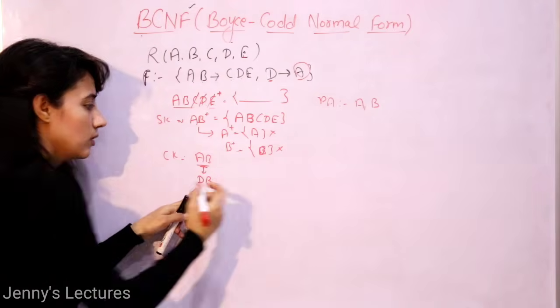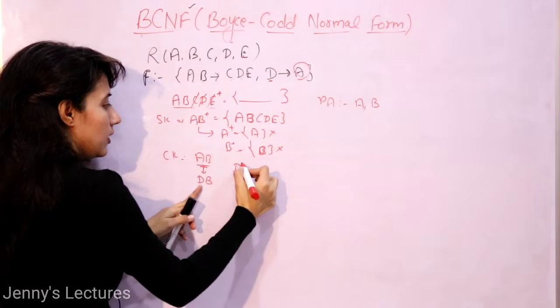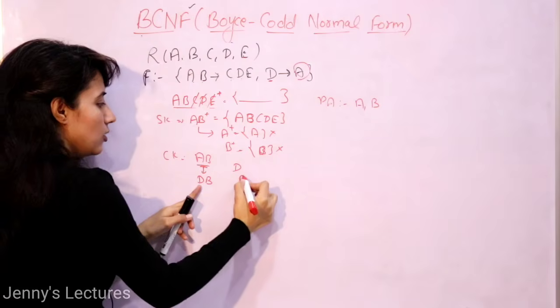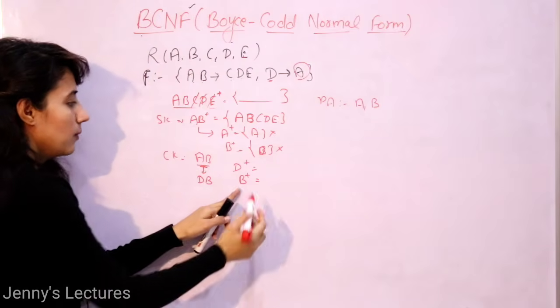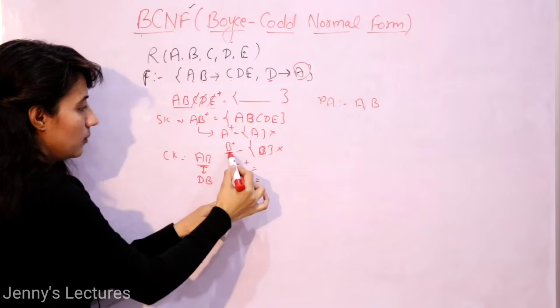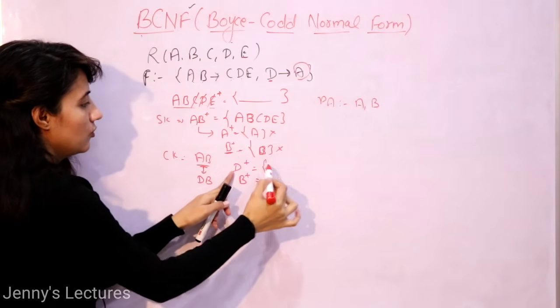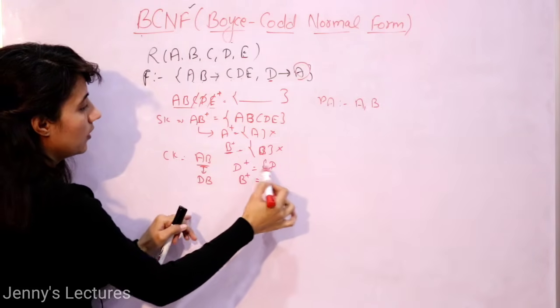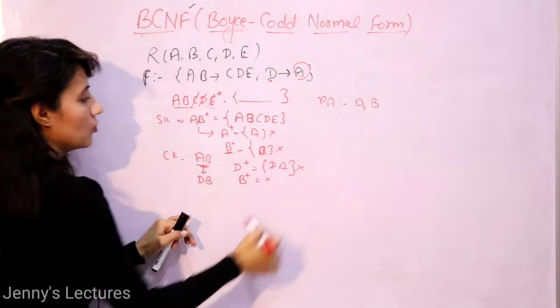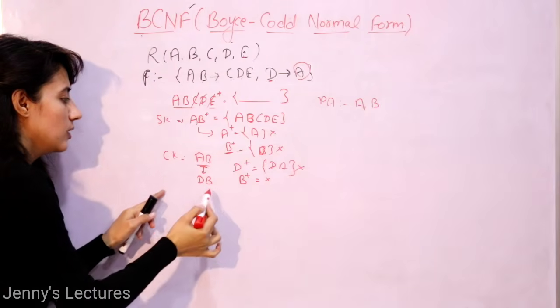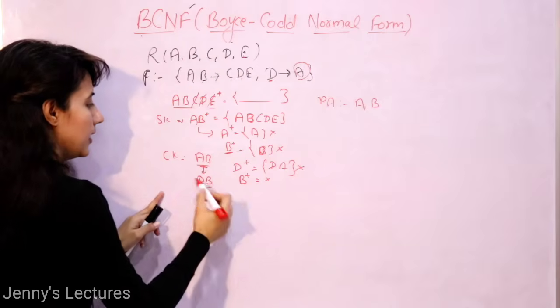So how to find it out? The proper subsets are D and B. Find out the closure of D, closure of B. But we have already found out B is not a super key. Now closure of D: using D I can find D and A, nothing else. So it is also not a super key. So now you can say that BD is also a candidate key.